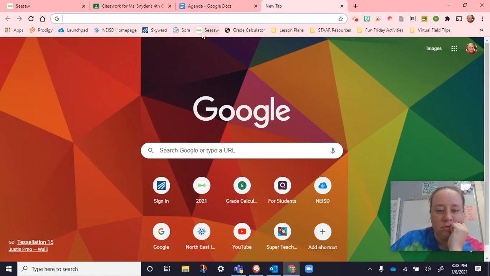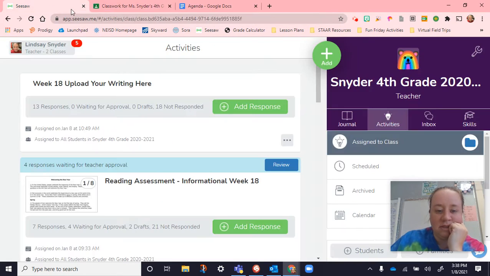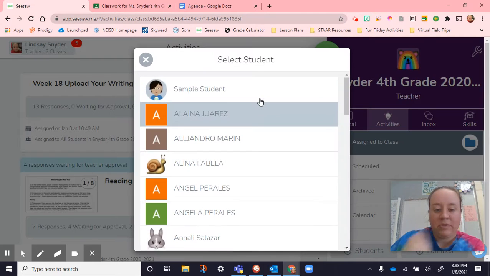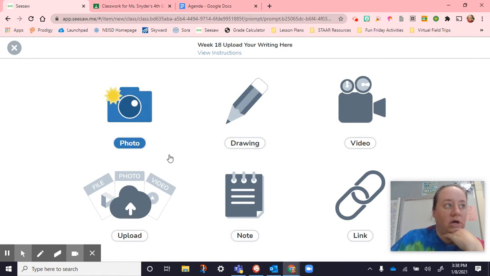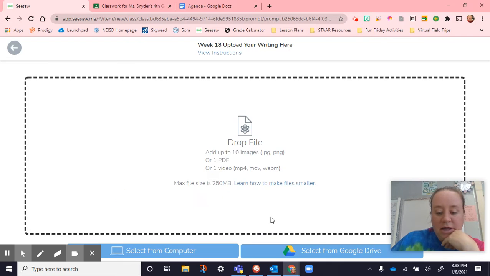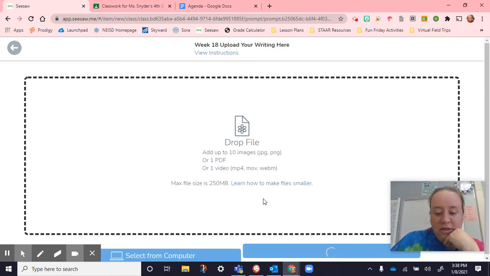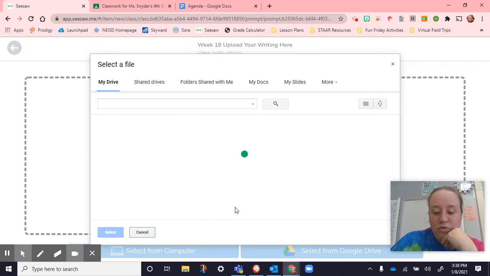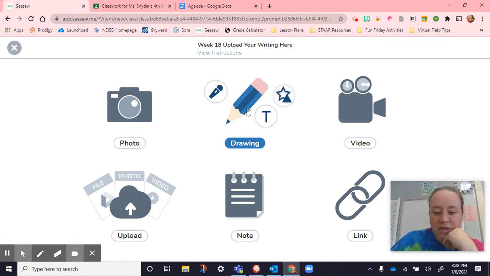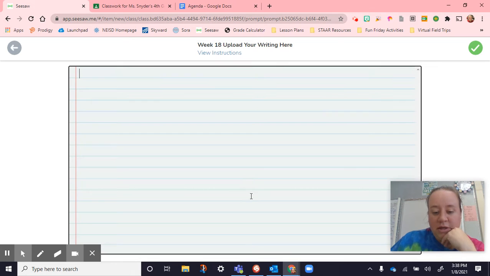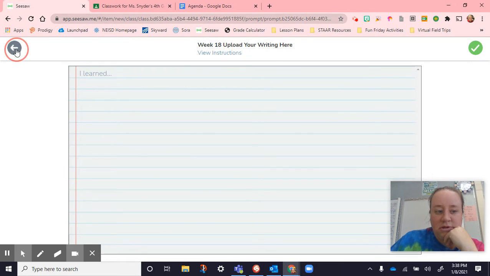So when you go into Seesaw, it says under activities, upload your writing here. And so you just add a response. And if you made your own in your own Google Doc, then you can upload it here and you click select from Google Drive, and then it'll bring up your drive, and then you choose which document it is. If you wrote it in the one that we were all sharing, then you can either go to Drawing or Note, and you can just copy and paste it into there.